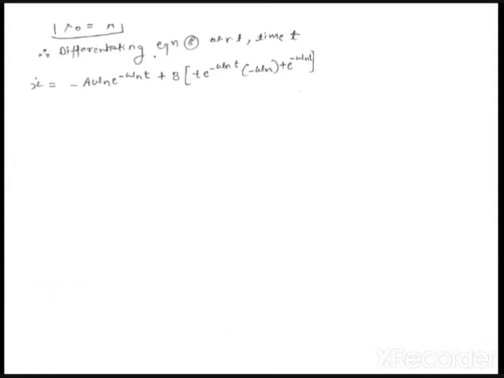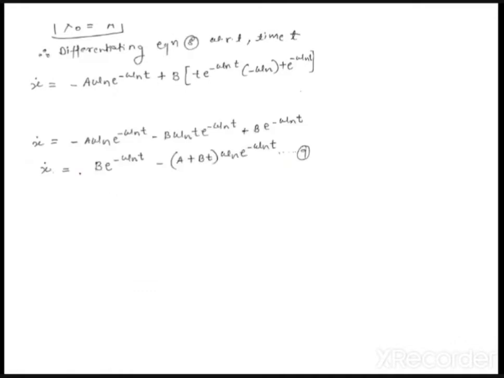So by taking the derivative, I am getting this. Differentiating equation 8 with respect to time, I am getting minus A omega n e raised to minus omega n t plus B into... apply the UV rule, you are getting this. So after differentiating you are getting x dot is equal to B e raised to minus omega n t minus omega n (A plus B t) e raised to minus omega n t. So this is equation 9.